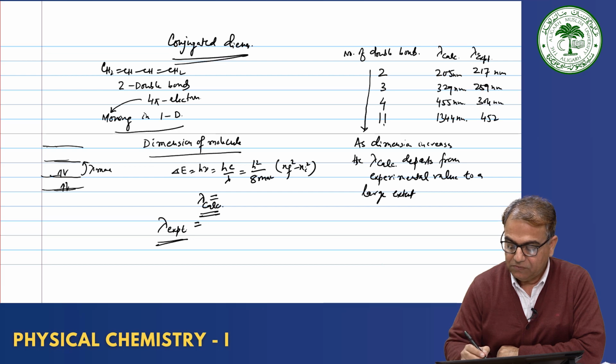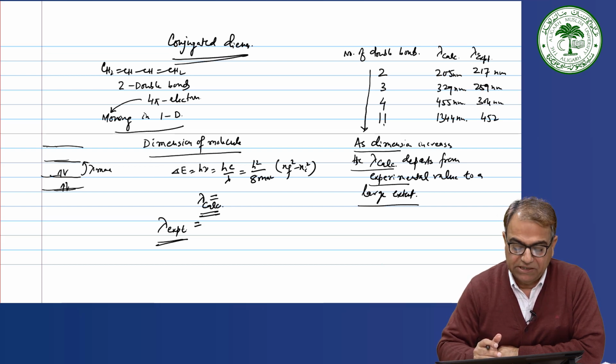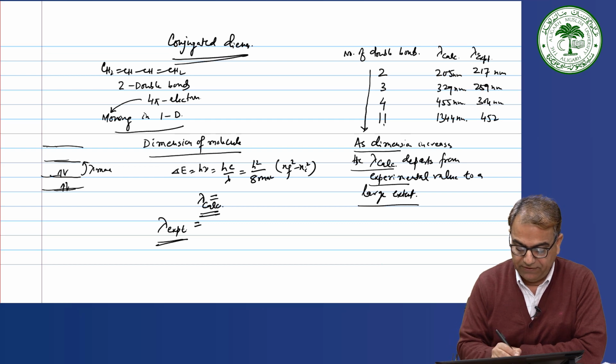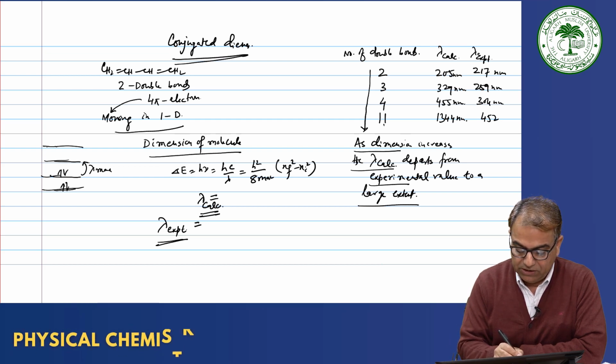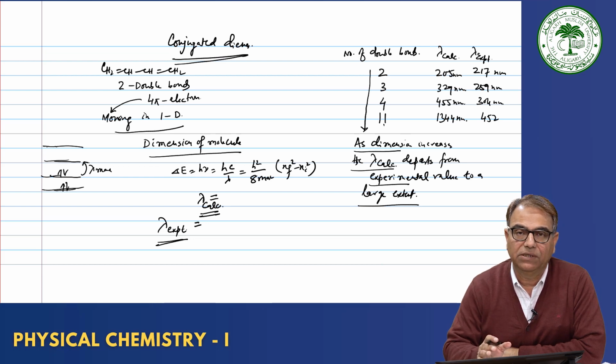Even though it departs, it gives you a good idea how to calculate the lambda max value for conjugated dienes, and you will learn in organic chemistry about the conjugated dienes in more detail. We will not talk about it here. We can calculate the value from empirical calculations also. So this is how a particle in a one-dimensional box can be applied to conjugated diene molecules.